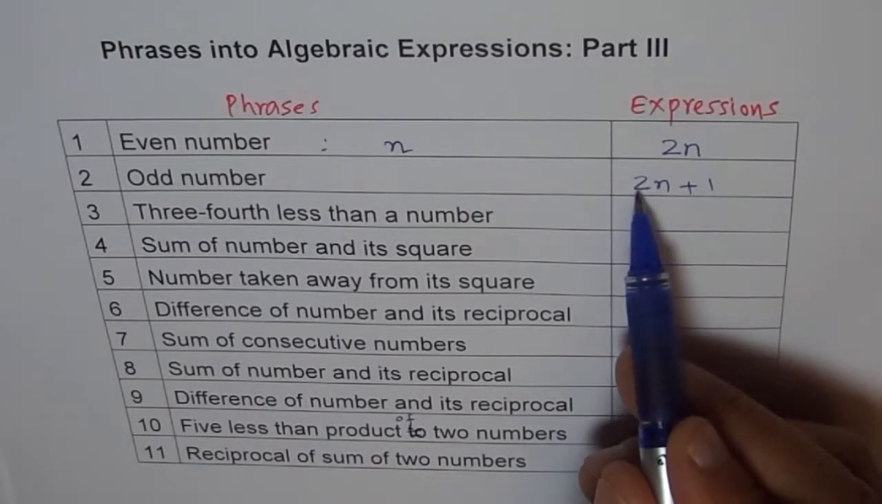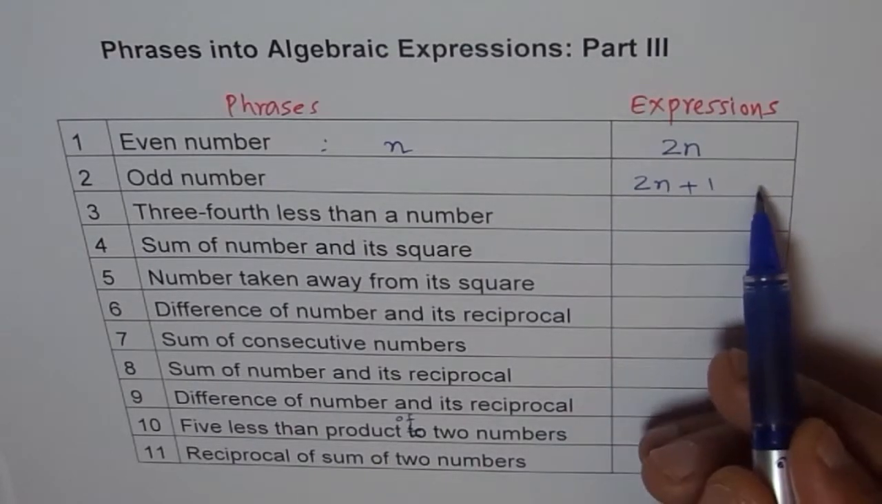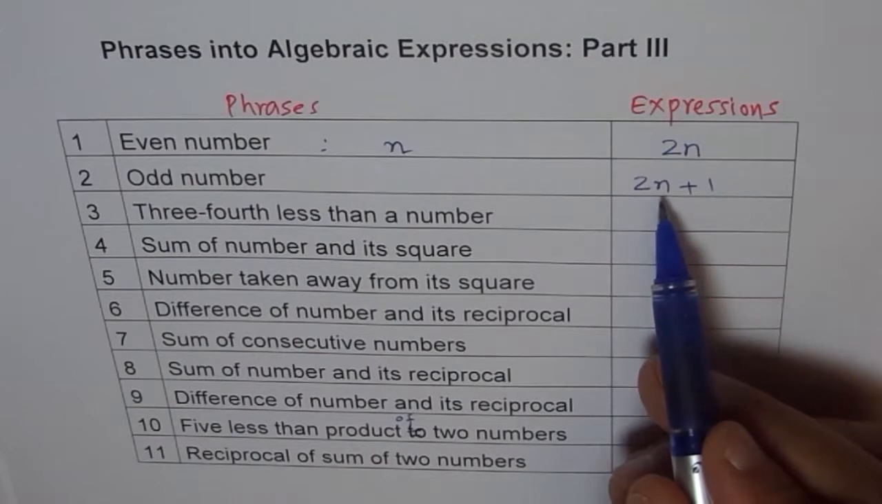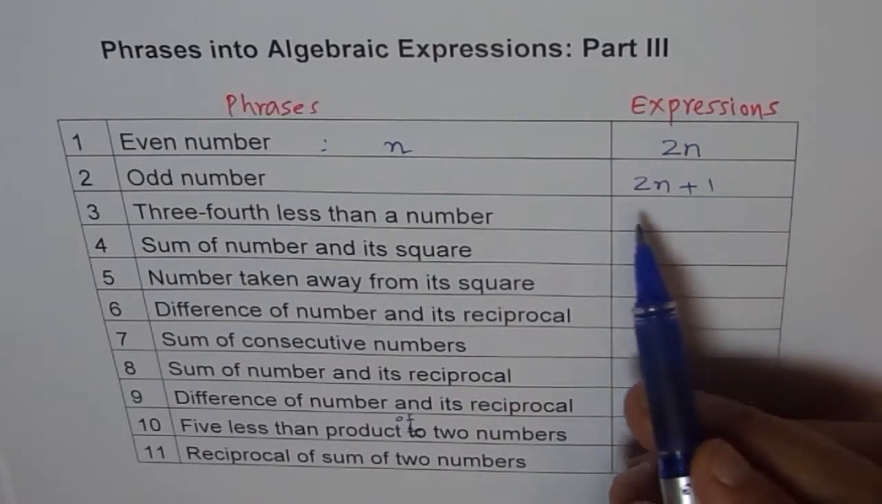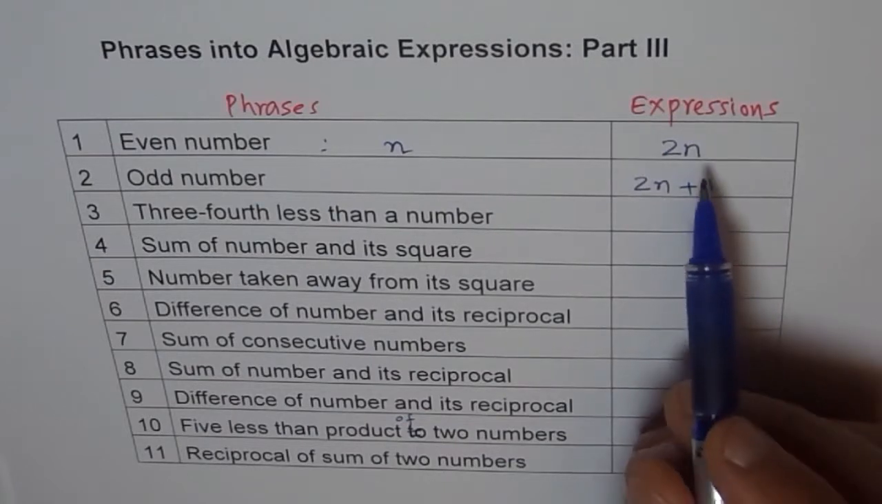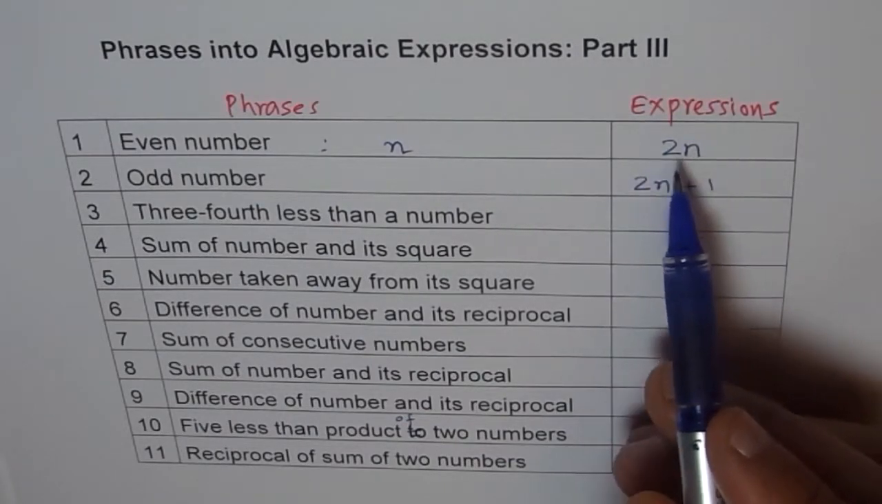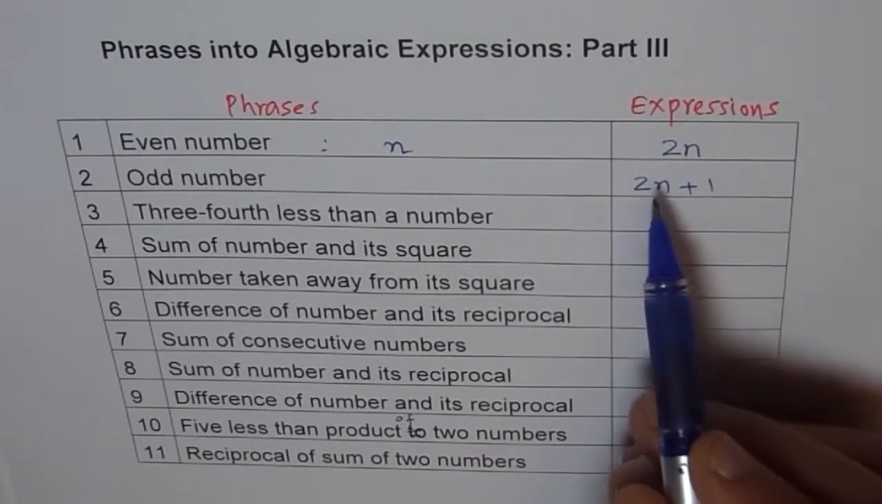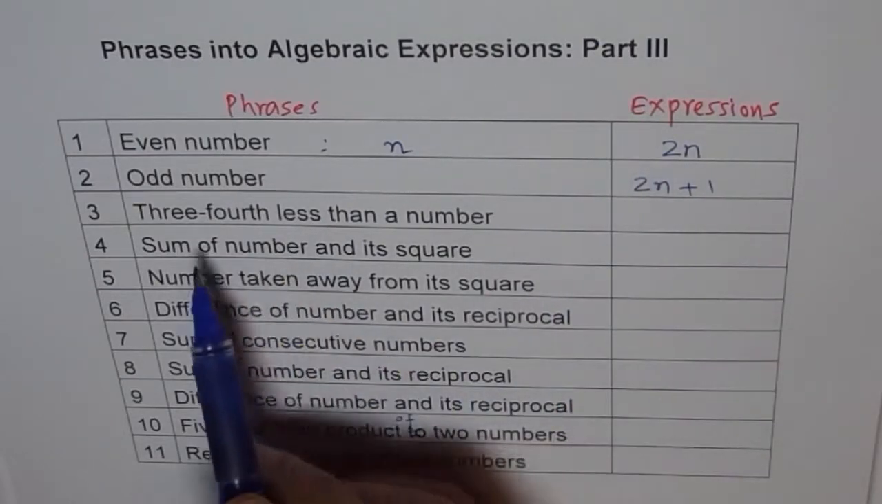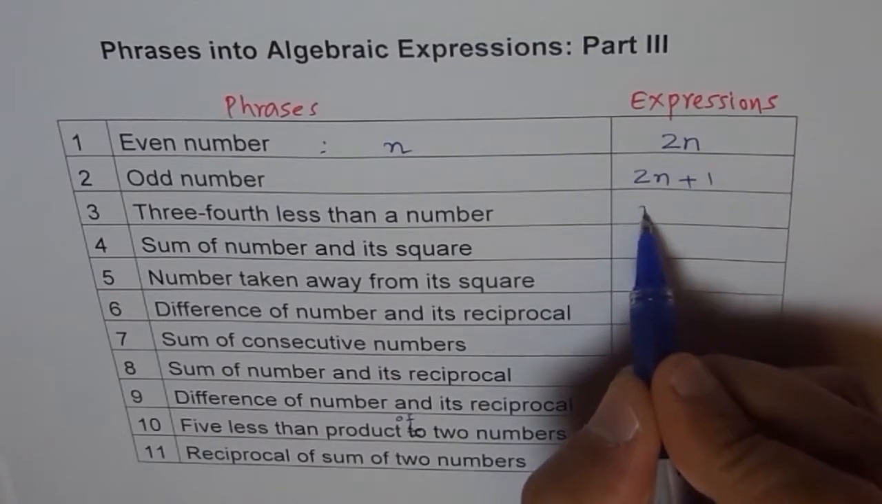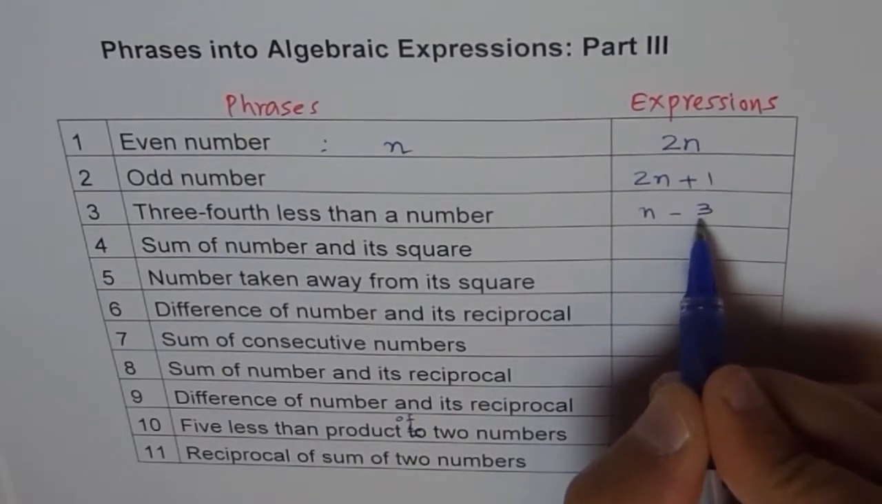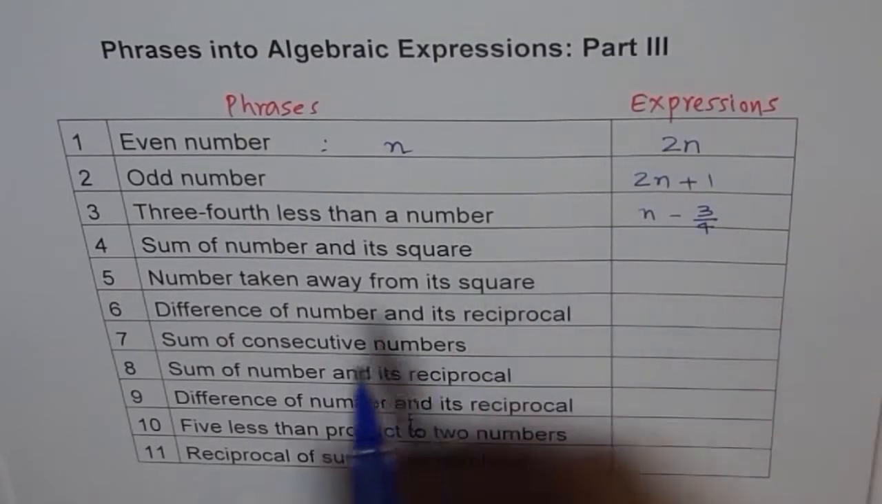4 times 2 is 8. 8 plus 1, 9. 9 is odd. You can try any number. 3 times 2 is 6. 6 plus 1, 7. Odd. So always you get an odd number if you use 2n plus 1, okay? And 2n for even, okay? 3/4 less than a number. That means from the number we take away 3/4, right?